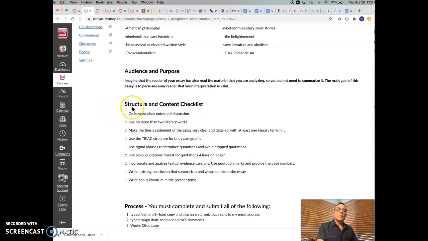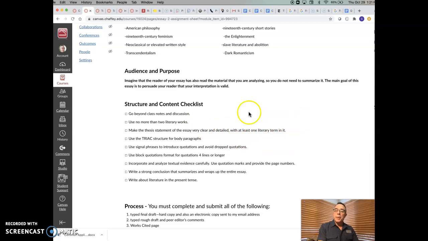Here's a very important checklist. You got to go beyond class notes and discussion. If you're just repeating what we've discussed or what I've put into the lectures, you got to think about a way to really push forward past that. You already know I love hearing myself speak, but it's about you building your own original take on it. So that's going to be super important.